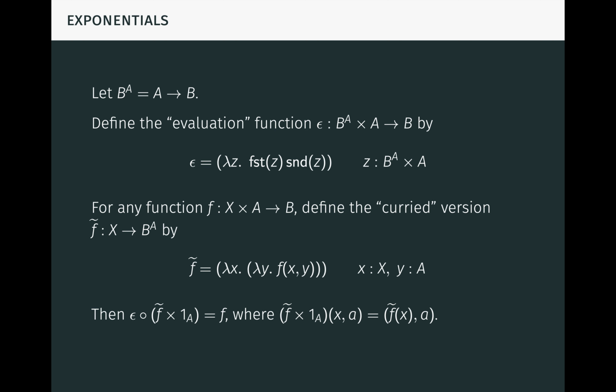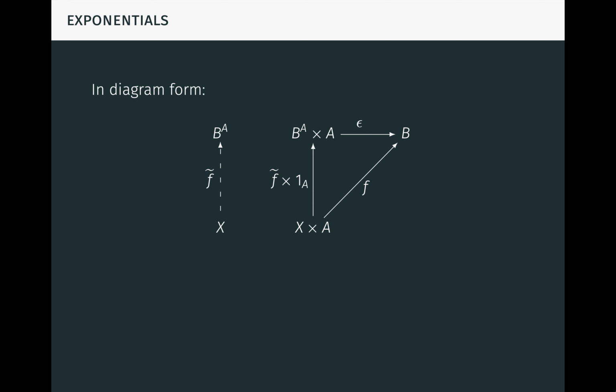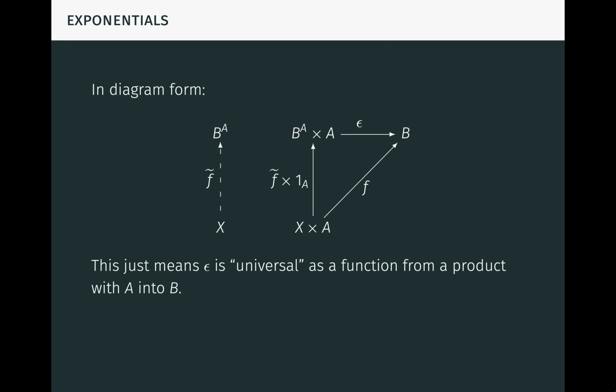Now the critical observation is that if we evaluate the curried function, we get the original function back. In diagram form, the situation looks like this. We have the evaluation function epsilon from b to the a times a to b. We have an arbitrary function f from x times a to b. And we have the transpose f tilde from x to b to the a, which makes the triangle commute. This all just means that the evaluation function epsilon is universal as a function from a product with a into b. Any function from a product with a into b can be obtained through epsilon in a unique way by currying. The object b to the a, together with epsilon, is called an exponential.